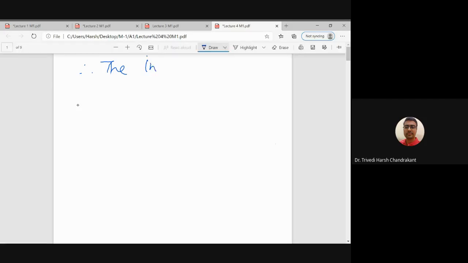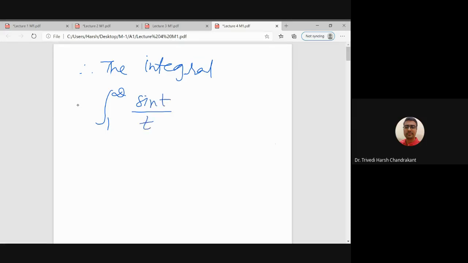So let me write down here in the next file. Therefore the integral from 1 to infinity of sine t by t diverges absolutely.